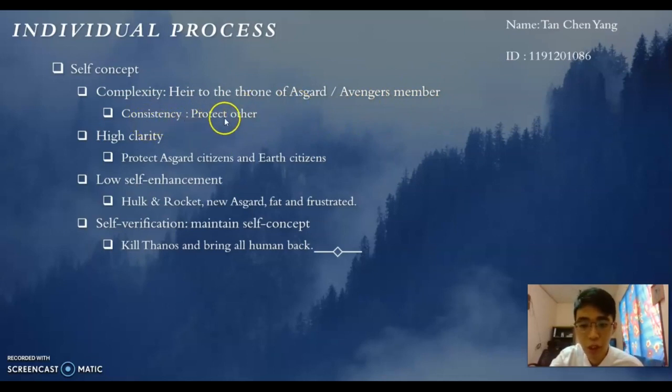Thor has high priority in this movie because he always protects Asgard, the Asgard citizens and the Earth citizens, so he chooses to fight Thanos.